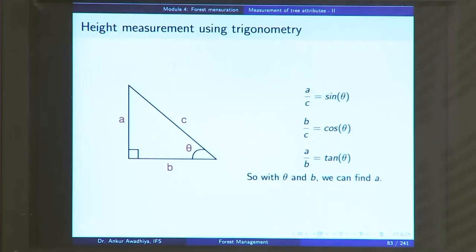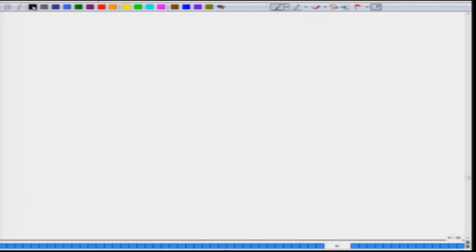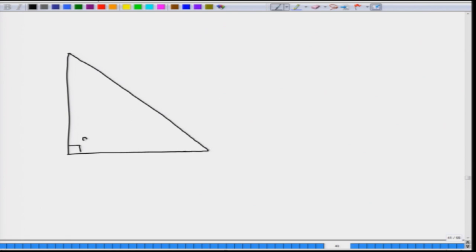Now, another way in which we can measure the height of a tree is by using trigonometric relations. Now, trigonometry, as the word tells, tri is 3, gon is the length, and metry is to measure. So, in this case, we are measuring the 3 sides of a triangle. So, the relation goes like this. In the case of a right angle triangle, so this is 90 degrees, let us call it triangle ABC.